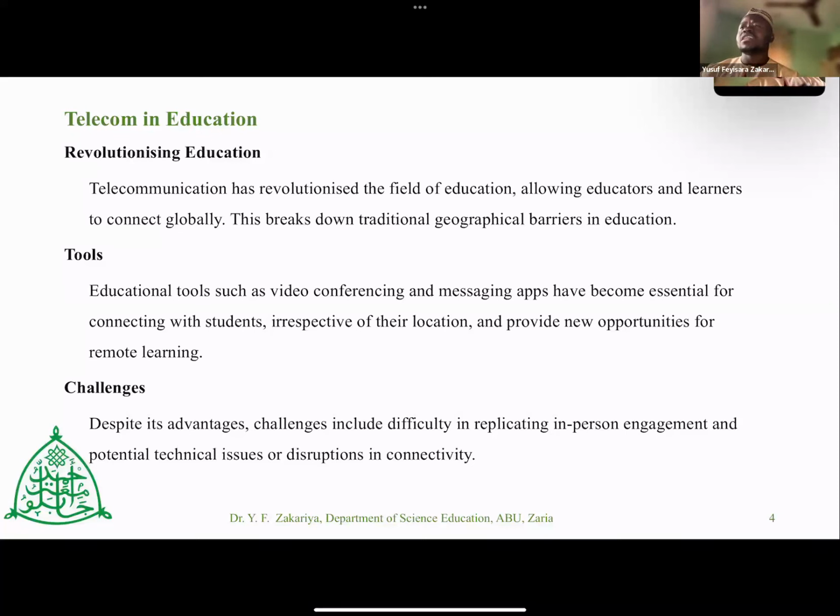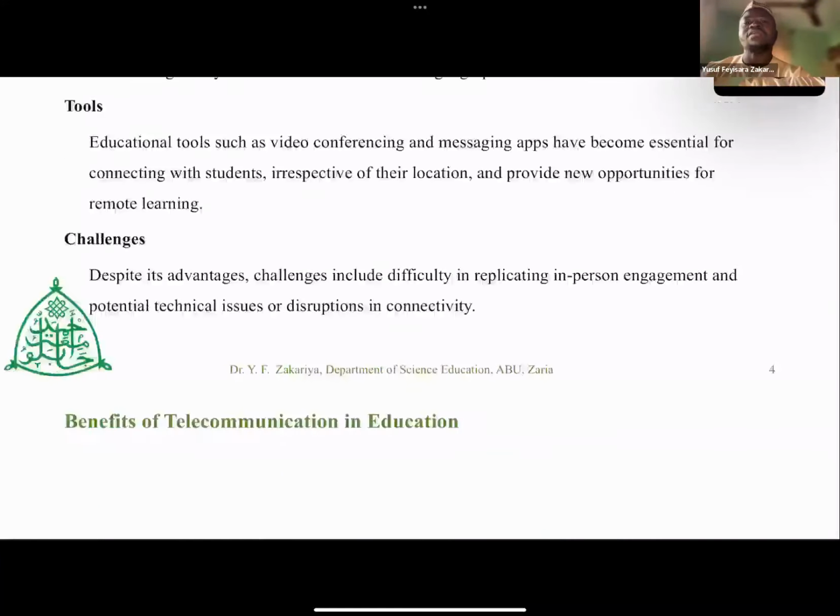The same thing can be a problem with connectivity. Like the internet may not be strong enough to follow this class, or you don't have technology devices to follow this class, all right? So these are some of the challenges, though we are going to expand on this later on. But for now, we have to proceed.